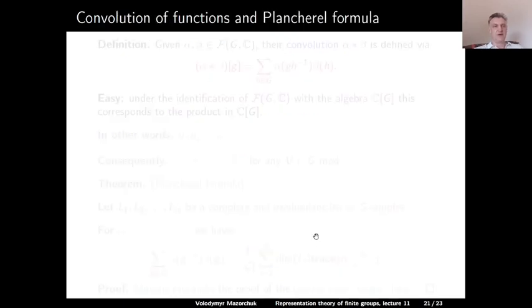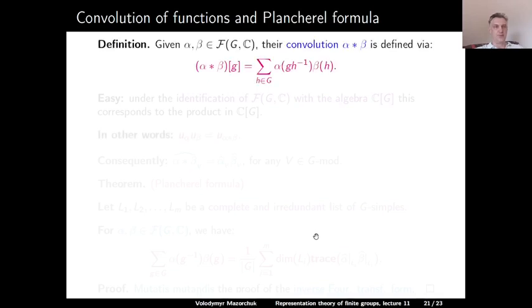Finally, let us briefly discuss convolution of functions and the Plancherel formula. Given two complex-valued functions on G, let's say alpha and beta, their convolution alpha star beta is defined in the following way. The value of this convolution at the element g is equal to the sum over all h in G of the value of alpha at g h inverse times the value of beta at h.